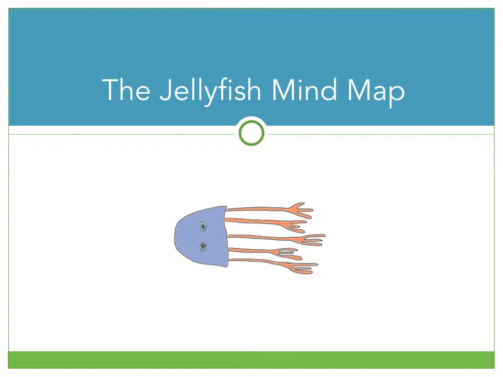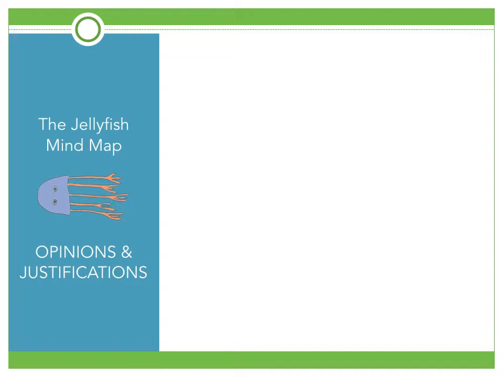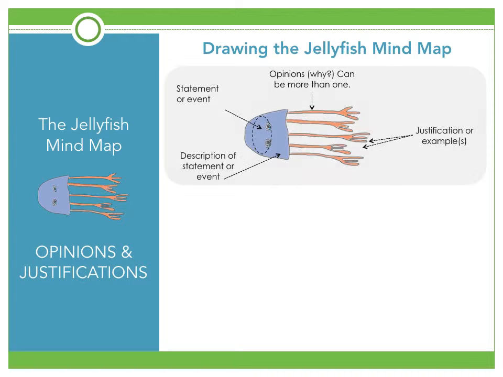The last mind map that we're going to take a look at is the Jellyfish Mind Map. We want our learners to engage in higher order thinking and go beyond the basic levels of cognition. And this is what this mind map aims to do. Learners really need to process information on a deeper level and be able to form and support opinions that they make. So let's have a look how we would go about drawing this mind map.